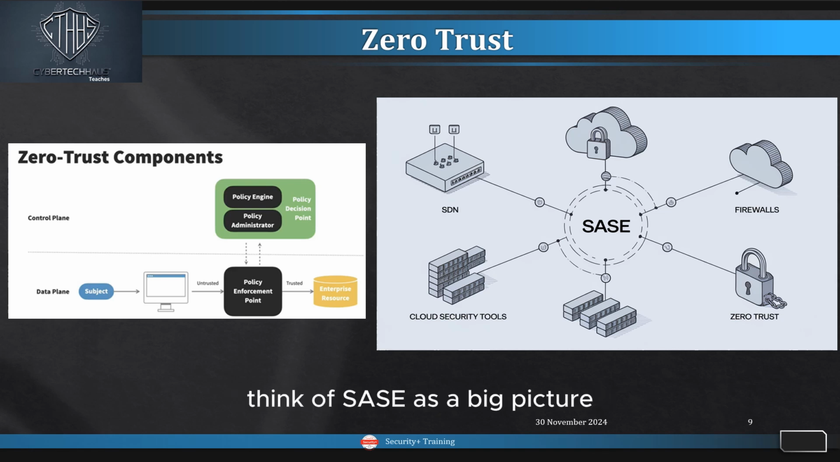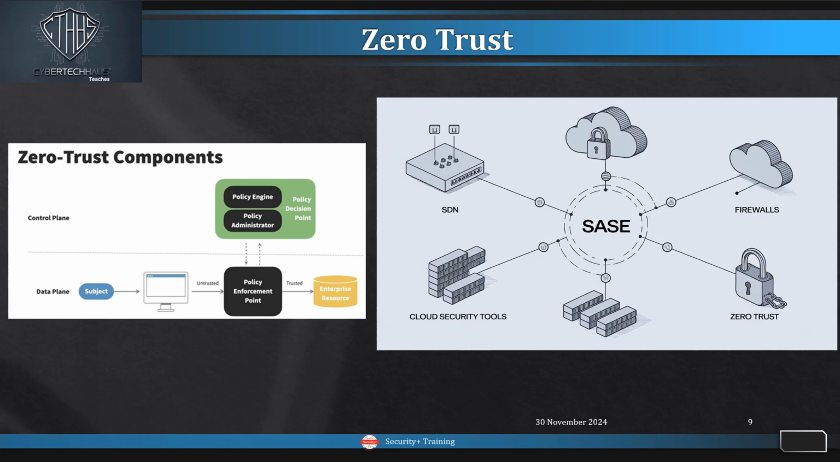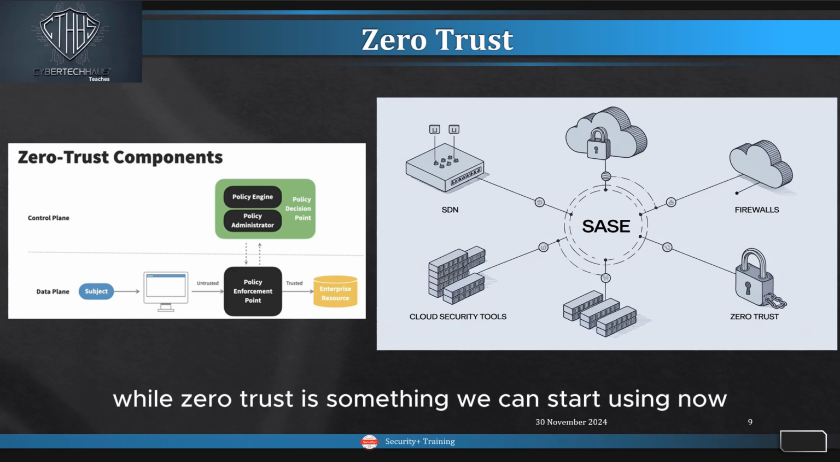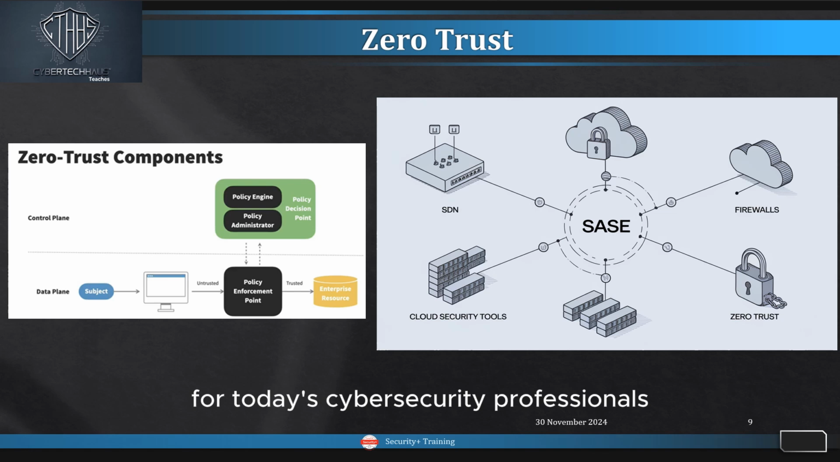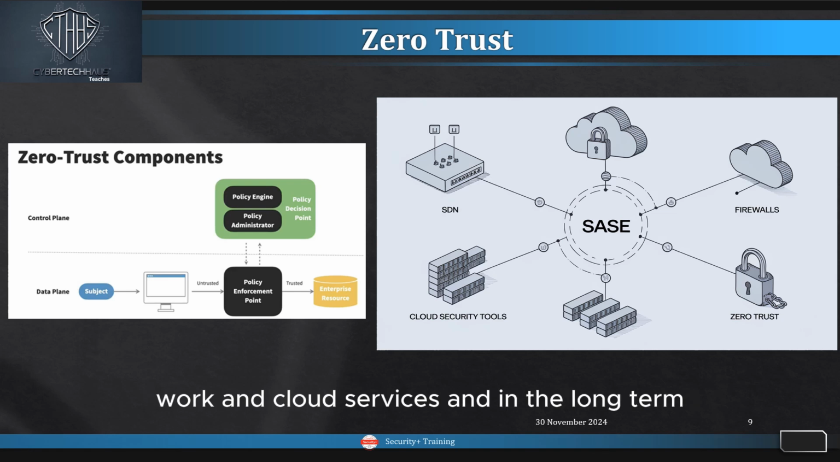Think of SASE as a big picture, long-term strategy for securing networks. While Zero Trust is something we can start using now, for today's cybersecurity professionals, the takeaway is clear. Zero Trust and SASE are essential trends. In the short term, focus on adopting Zero Trust to secure remote work and cloud services. And in the long term, plan for the SASE model, aligning new projects with this flexible, future-ready approach.